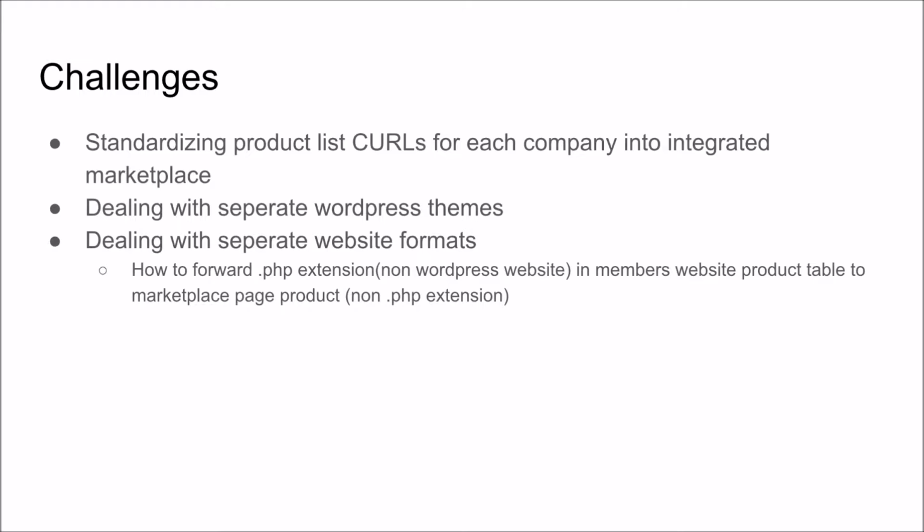Secondly, we had to deal with separate WordPress themes because each person and the marketplace had different themes. It was leading to very weird UI issues. And as I mentioned, we did this by adding hidden JSON elements to print the curl contents. And finally, dealing with separate website formats.